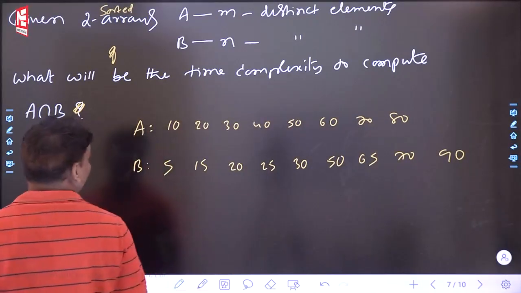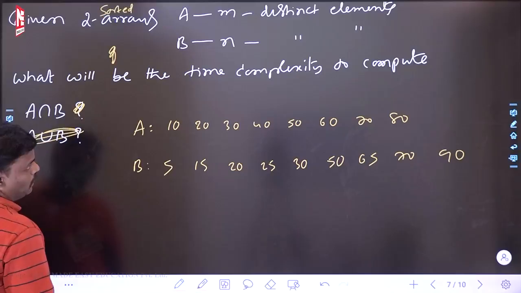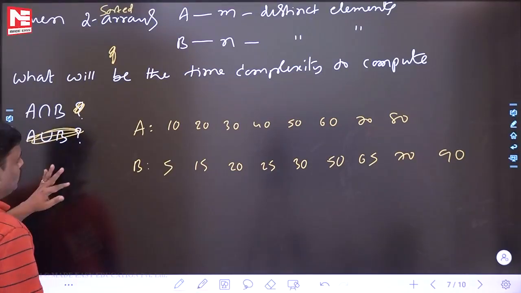Right? Now can you help me? A contains how many elements? M elements. B contains N. Right? Now how to do intersection? Can you help me now?